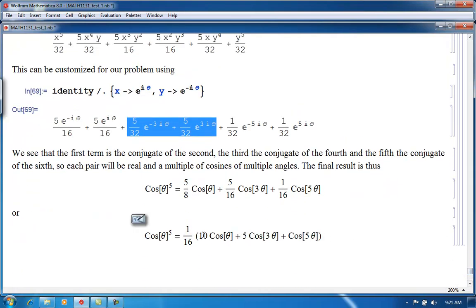Or if we wanted to be neat, we could write that as 1/16 into 10 cos theta plus 5 cos 3 theta plus cos 5 theta. Anyway, so that's the solution of those problems.